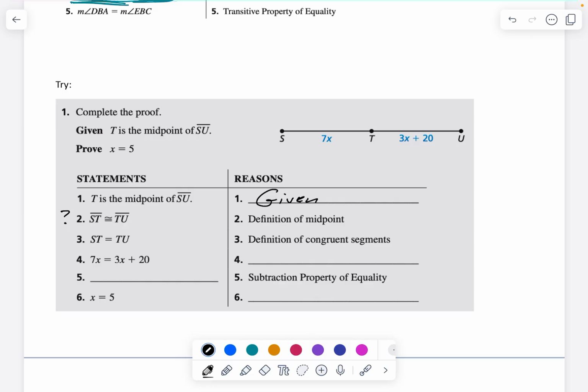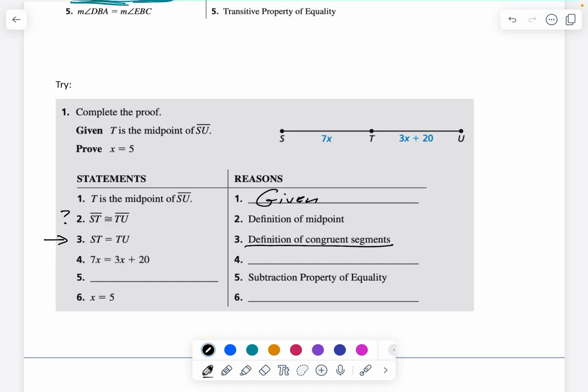they probably said congruent. If you started with that, I would be okay with that too. Just because we know when it's midpoint, it breaks it into 2 congruent or equal segments. I'm not going to be overly particular about saying congruent, then saying equals, as long as we can follow your reasoning. So definition of midpoint: a midpoint divides a segment into two congruent segments. And then if those two segments are congruent, then their measurements are equal. And that's how we define congruency.